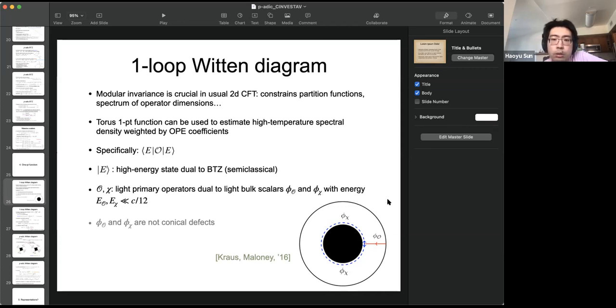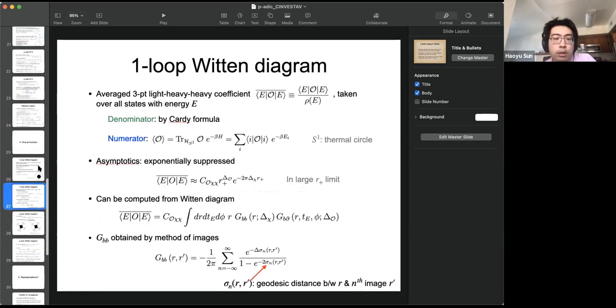They're light because the energy is very small compared to the central charge, which is large in semi-classical holography. Then in their setup, one shoots the scalar phi O from the boundary towards the horizon of the black hole. Near the horizon, it splits into two particles, namely two chi, and they go around the horizon for many cycles. One comment is that those two box scalars are not conical defects, so they are in some sense real matter in the space-time.